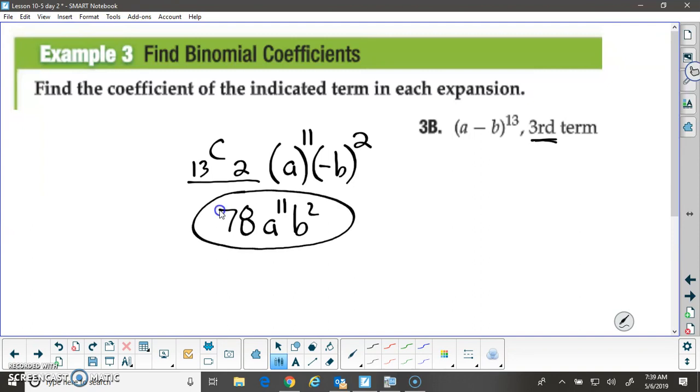Now the only thing you need to be concerned with is if this exponent right here was an odd number, then my coefficient at the end would have to be a negative 78, because you can see we're taking negative b and we're squaring it in this case, and a negative times a negative gives you a positive. But if that was an odd exponent, my final coefficient would have to be a negative.